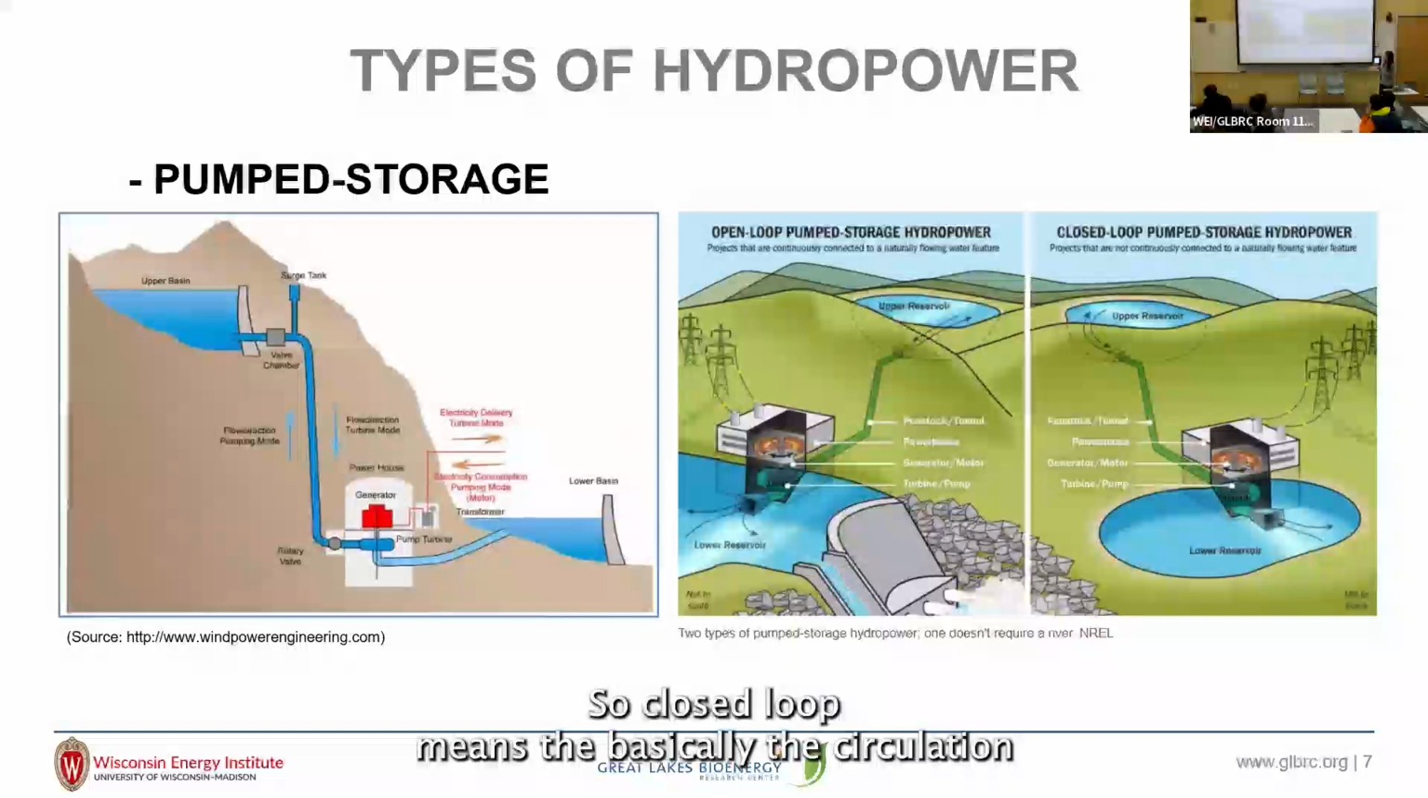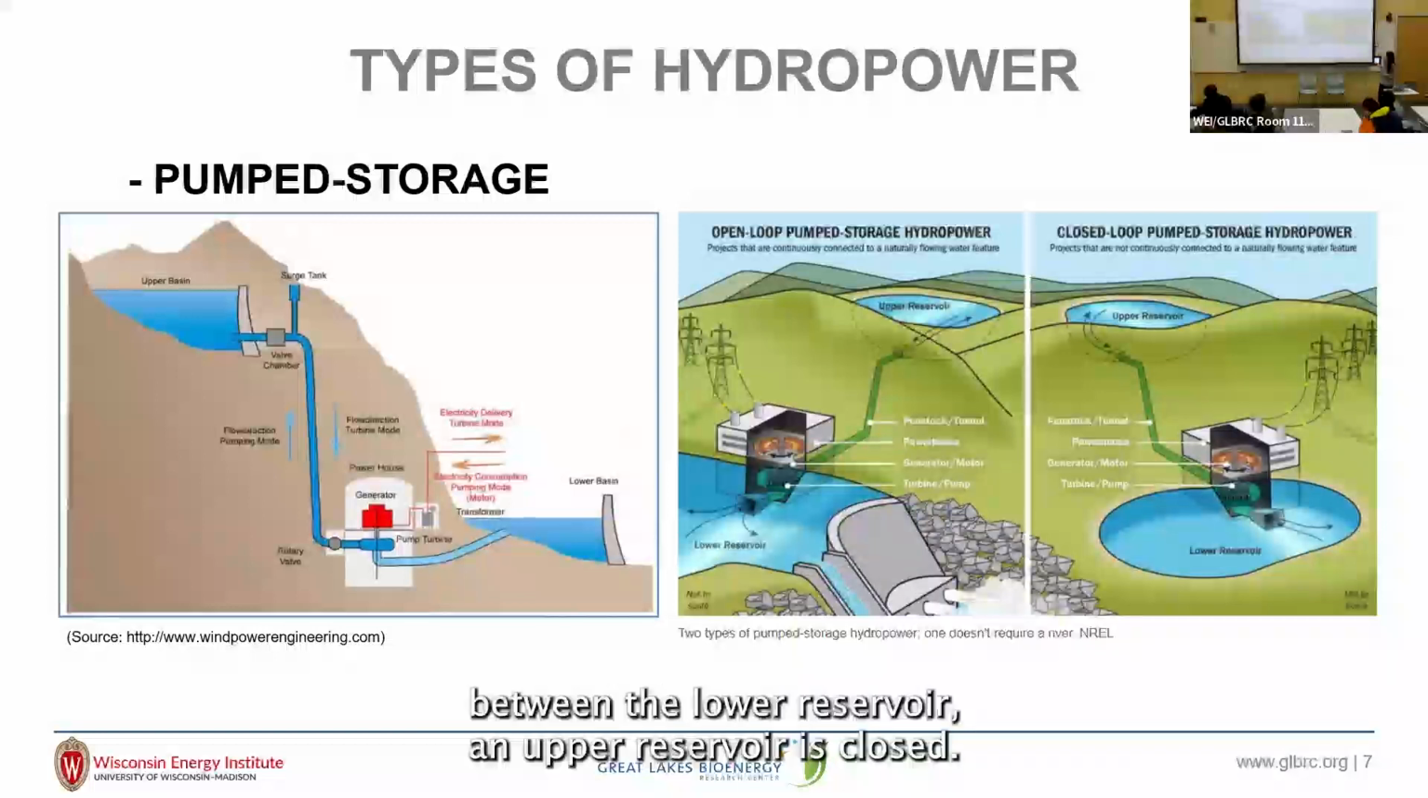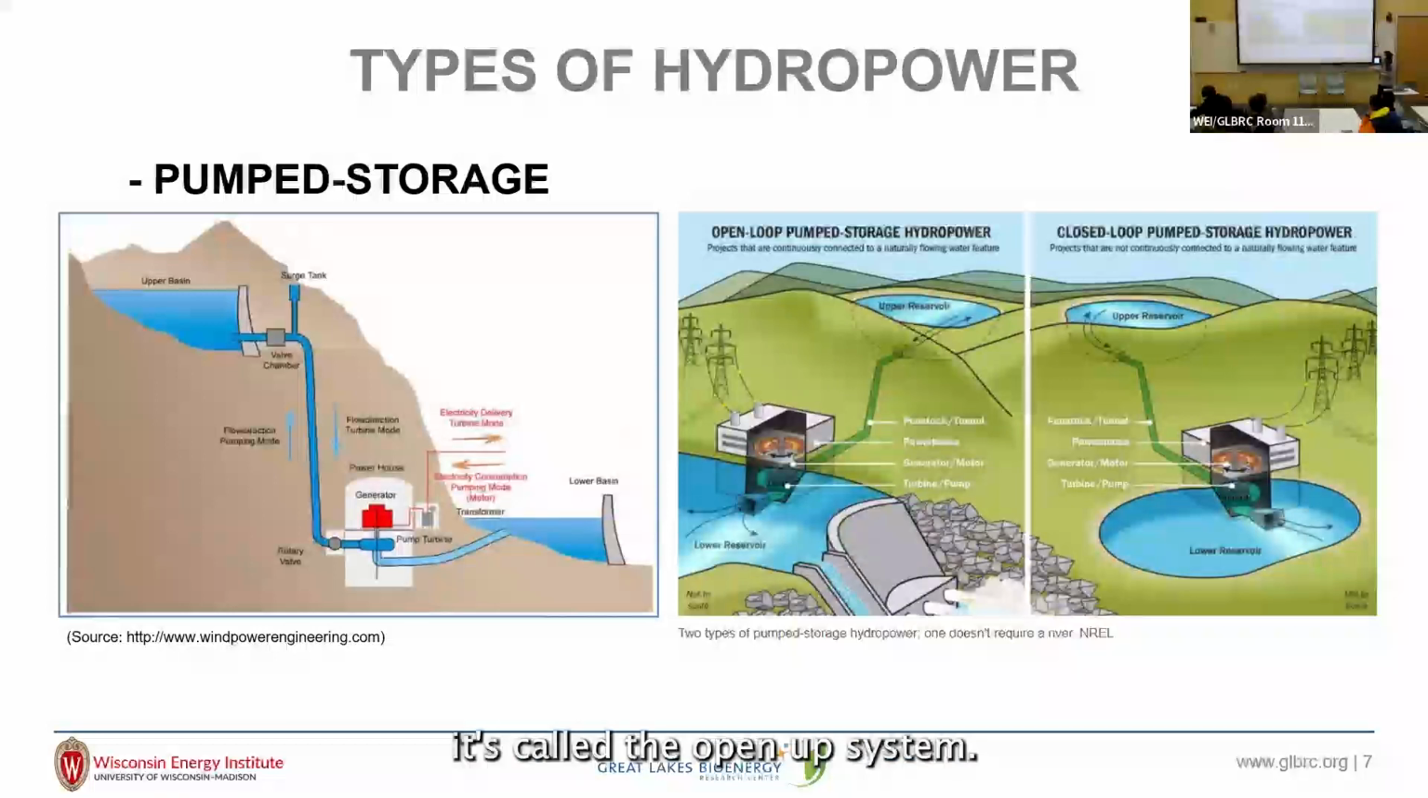So closed loop basically means the circulation between the lower reservoir and upper reservoir is closed. It's not exchanging water with the natural river. But when the lower reservoir is the actual active river, it's called the open loop system.